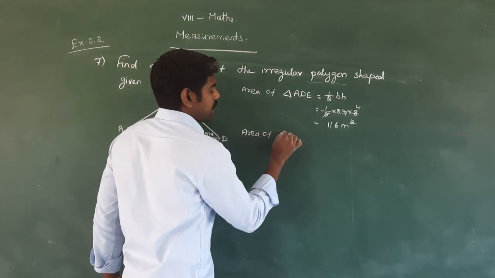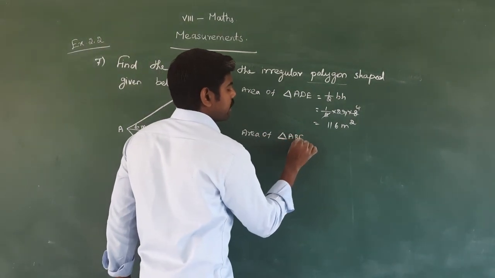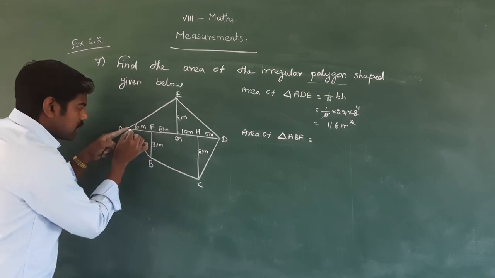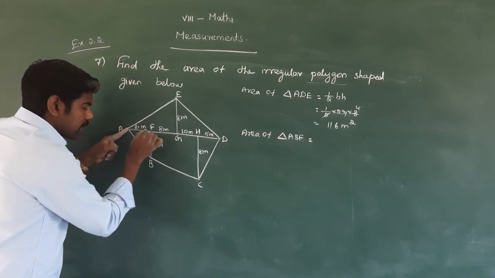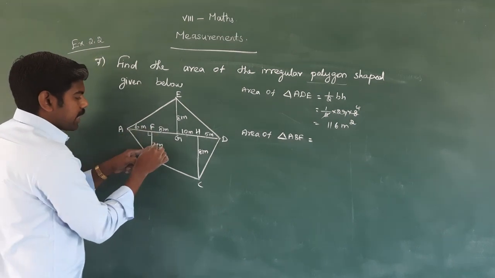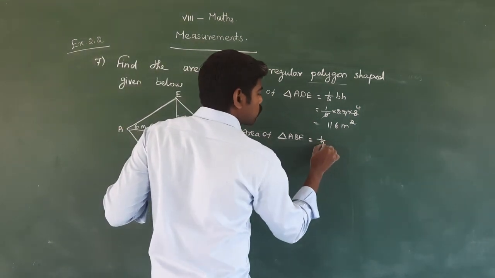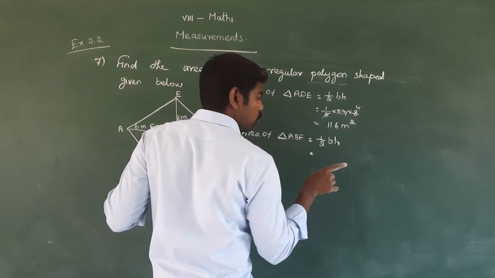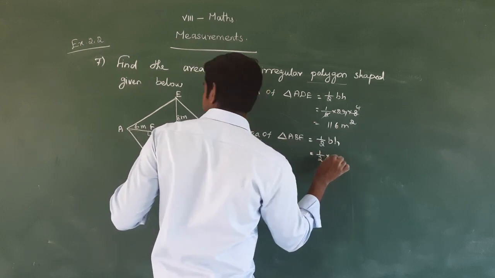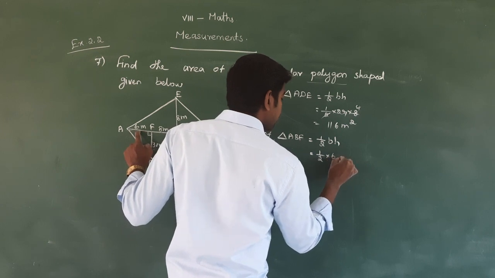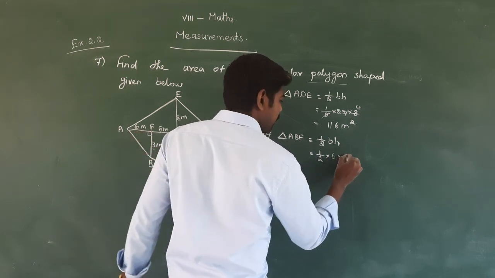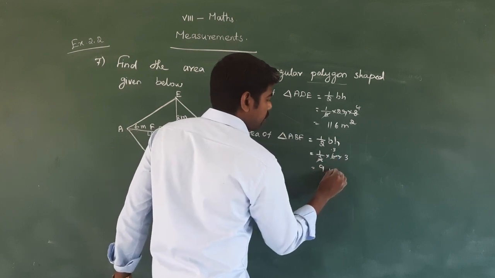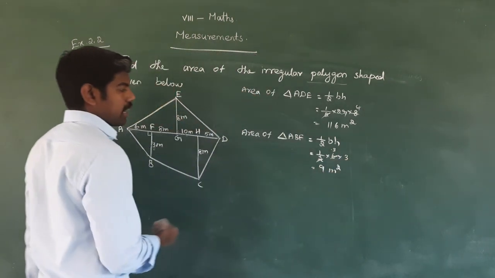Area of triangle ABF. Here this is the base, this is the height. You understand? So base is equal to 6 meters, height is equal to 3 meters. Same formula, area of triangle formula 1 by 2 B H. So 1 by 2 into base 6 multiplied by height 3. Cancel it. 3 threes are 9 meters square.